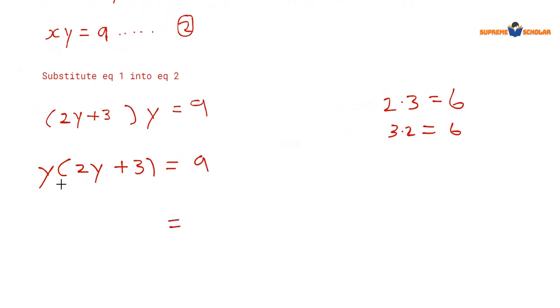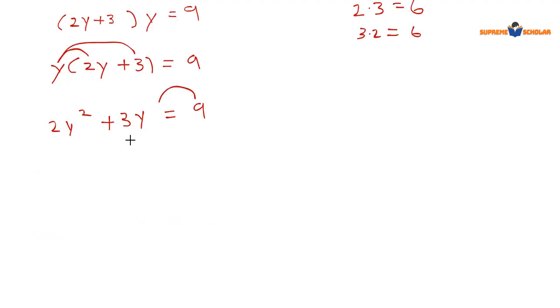So now we have y times 2y plus 3 is equal to 9. So I can multiply this y in, and I get 2y squared plus 3y is equal to 9. And we bring the 9 over here, so then we have 2y squared plus 3y minus 9 is equal to 0. So there we go. Now we have a quadratic.